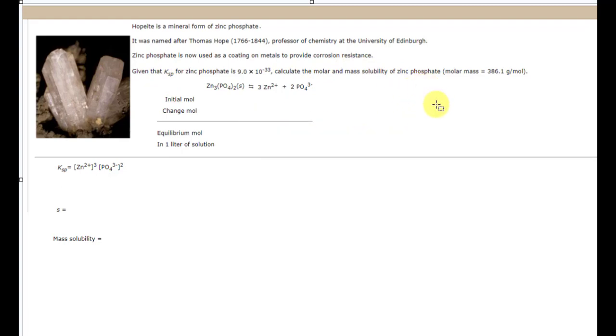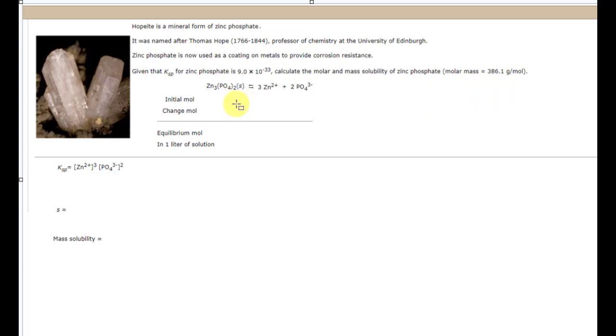All right, let's go to the problem. Here's the question. We've got the Ksp, the solubility product constant for zinc phosphate, 9 times 10 to the negative 33. That's a real low solubility. So it's not going to dissolve much, but we want to find out its molar and mass solubility. Now, typically in FRQs, when you've got a compound this complex, they'll give you the molar mass, so you don't have to waste your time calculating it. And here it is, a hefty 386 grams per mole.